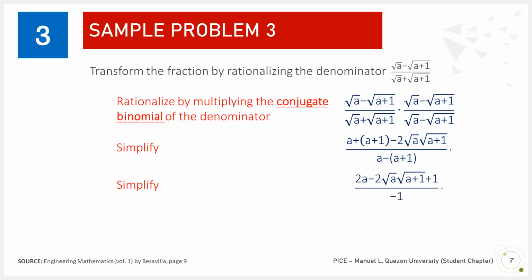And then we simplify this further. So meron tayong 2a minus 2 square root of a square root of a plus 1 plus 1. And then sa denominator, ang matitira na lang is negative 1. So, ang mangyayari dito is we divide the entire numerator by negative 1, and mare-reverse yung iba yung operations kapag dinivide natin sa negative 1. So, the final answer is 2 square root of a square root of a plus 1 minus 2a minus 1.